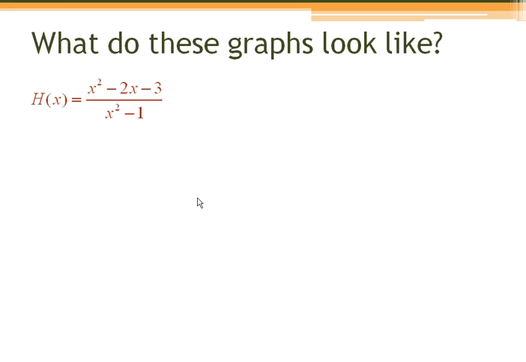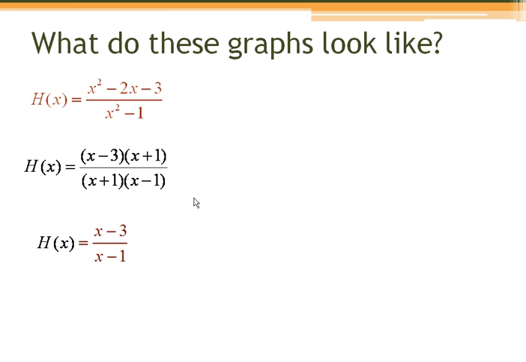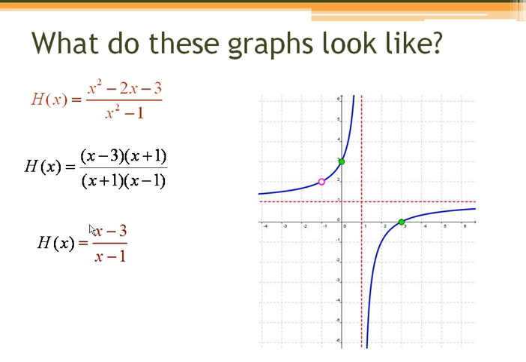Just to refresh. Then you can cancel out the x plus 1 over x plus 1, and this is all the leftovers. That's in simplest form. Take a look at what it all looks like on the graph. Here's a hole. Where is that hole?